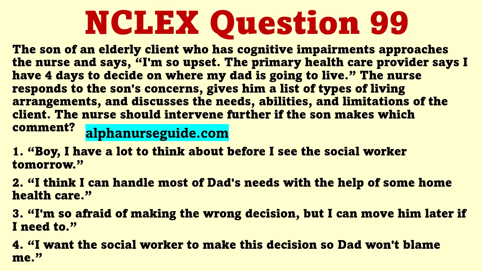The correct answer is 4. Expecting the social worker to make the decision indicates that the son is avoiding participating in decisions about his father.